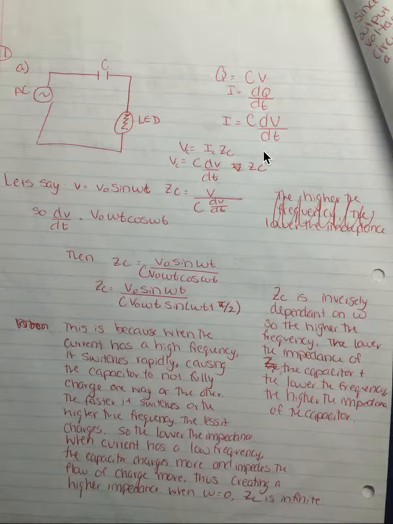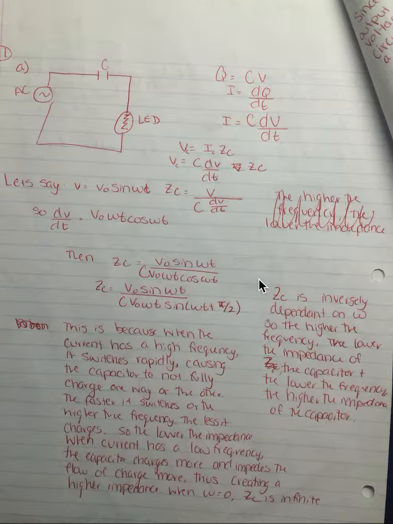And then if voltage is equal to the current times the impedance, then the voltage over the capacitor equals the capacitance times the change in voltage over the change in time, times the impedance of the capacitor. So if V equals V naught sine Wt, then dV/dt equals V naught W cosine Wt. So then the impedance equals V naught sine Wt over capacitance times V naught W cosine Wt, or in terms of sine functions, V naught sine Wt over capacitance times V naught W sine(Wt plus 2 pi), so it's out of phase.